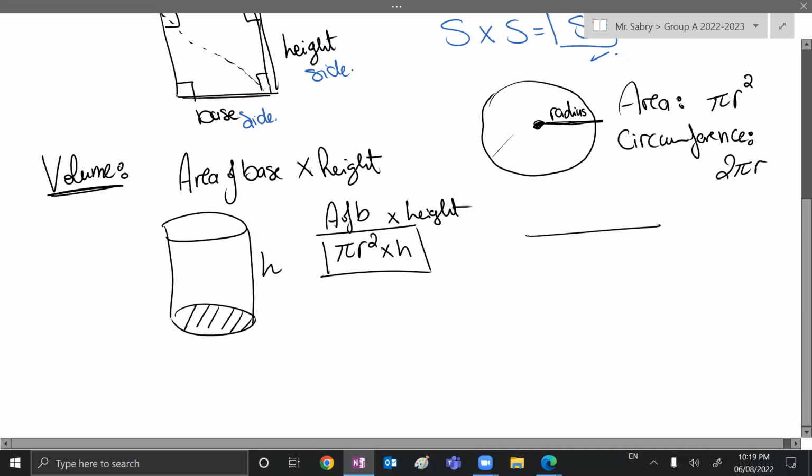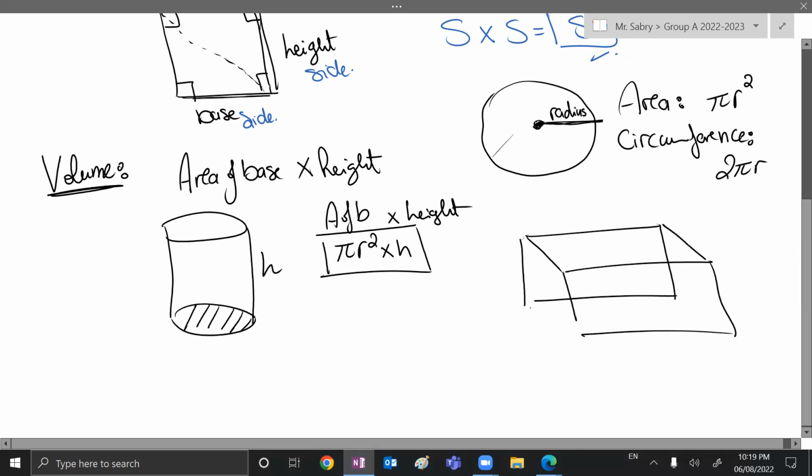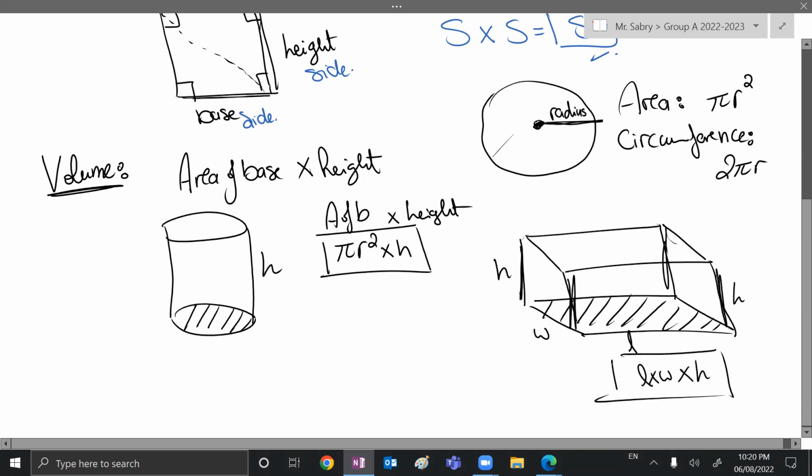If you're talking about a rectangular block, it has a base in the shape of a rectangle. Now what's the area of the base then? Length times width. This is the area of the base, multiplied by the height of the shape, which is this side or that side or this one or this one. These are the h. Then you get the volume.